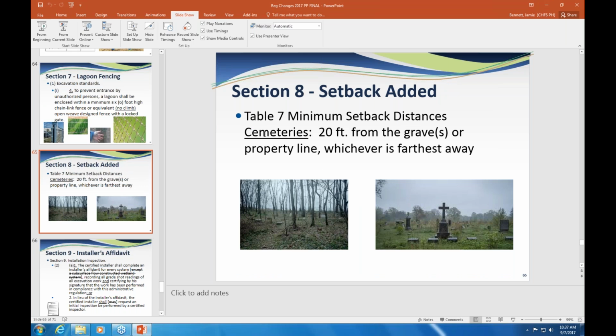We've added a setback in Table 7. The minimum setback distances for cemeteries is 20 feet from the grave or graves or the property line, whichever is farthest away.